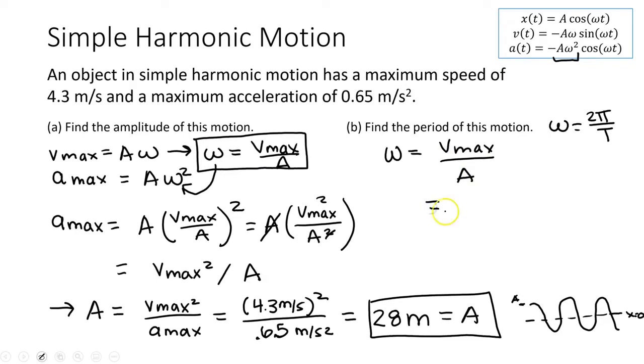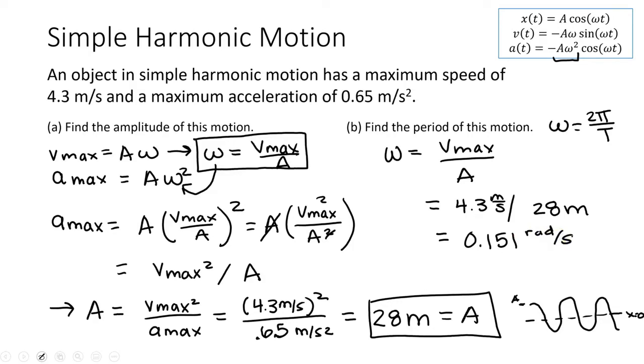V max is 4.3 meters, sorry, meters per second up here for the velocity. And then we want to divide by A, which we just found was 28 meters. When I calculated that out, I got omega is equal to 0.151, and this would be in radians per second.